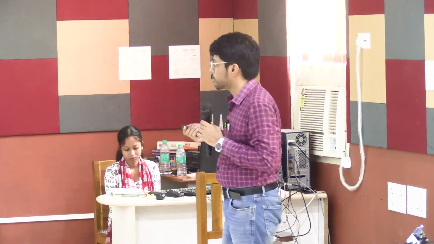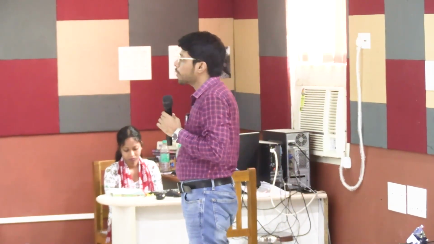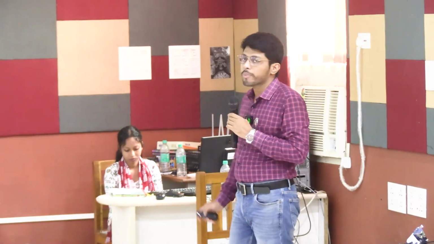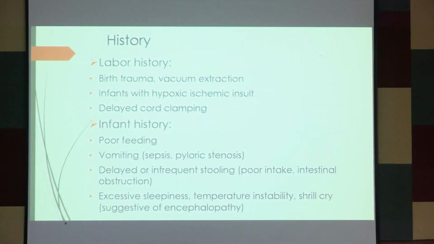Now, infant history. If there is a history of poor feeding, vomiting because of sepsis, and in case of pyloric stenosis, the baby will present with vomiting. Then delayed or infrequent stooling, not passing stool regularly, there may be intestinal obstruction, maybe subacute obstruction. And excessive sleepiness, temperature instability, shrill cry, all are features of HIE or encephalopathy.